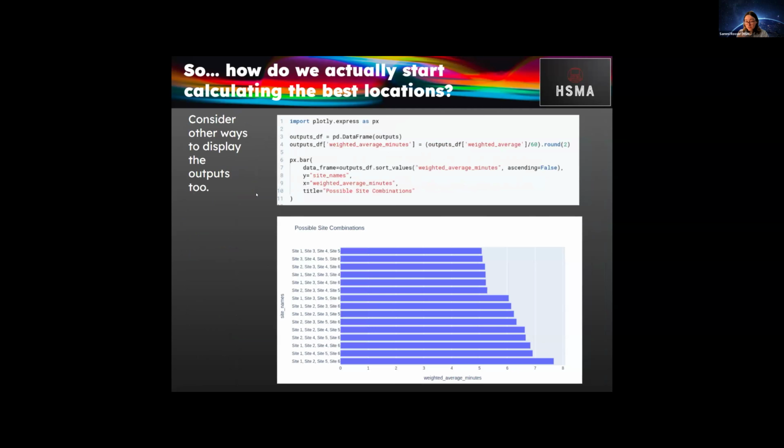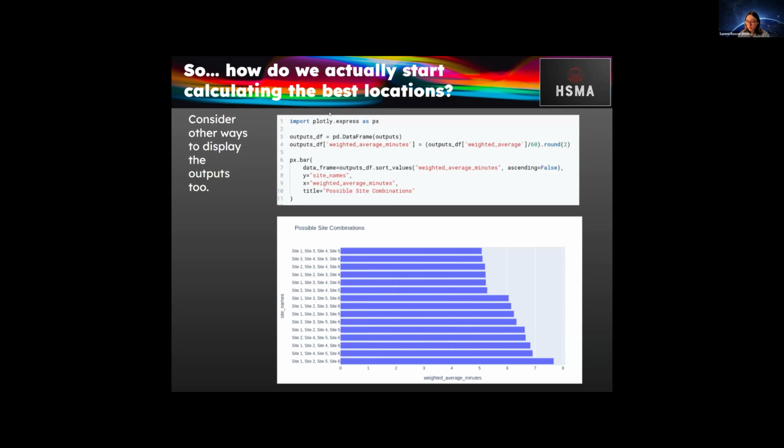You might want to consider ways to display the outputs in other ways too. So actually here we've got the possible site combinations in this bar plot, and the weighted average travel time is being shown in minutes. We've ordered by the shortest weighted average travel time up to the highest, and that just gives people a very quick overview of the magnitude of difference between different solutions.